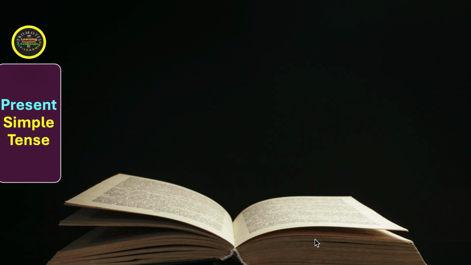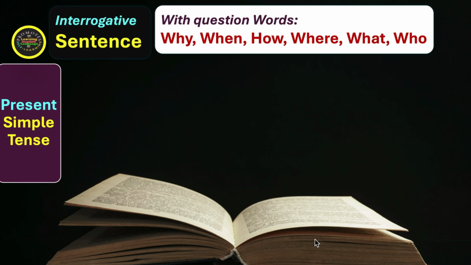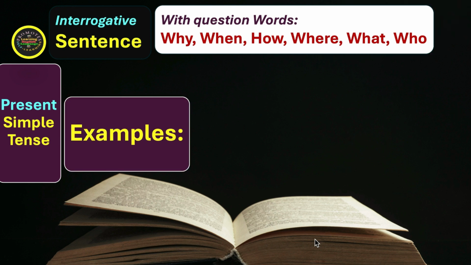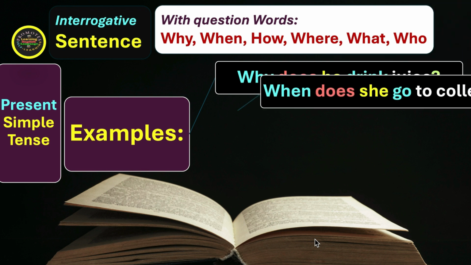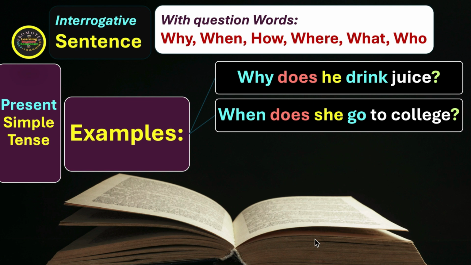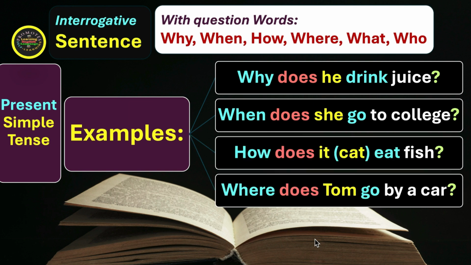We continue to discuss more about interrogative sentences but with question words like why, when, how, where, what, who. So when we start an interrogative sentence with such question words, the structure will be like this. Examples: why does he drink juice? So all question words will come before does. Likewise, when does she go to college? How does it for cat eat fish? Where does Tom go by a car?